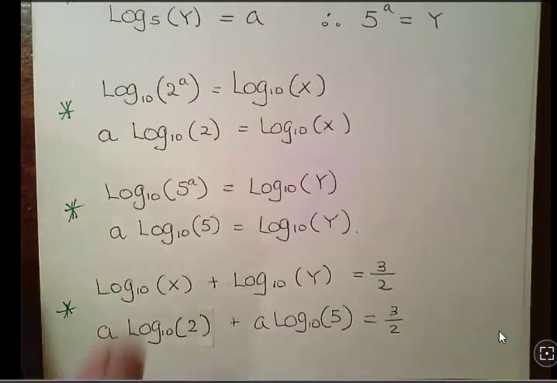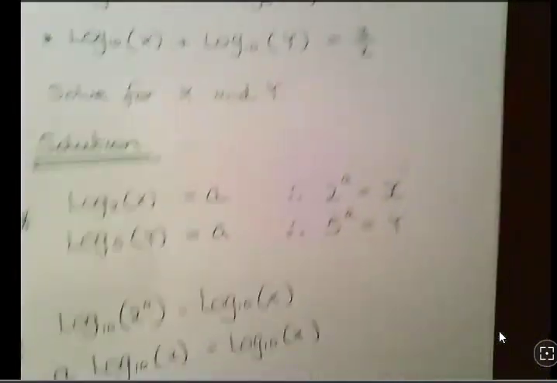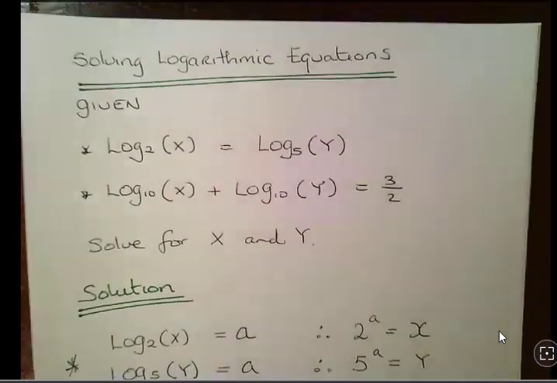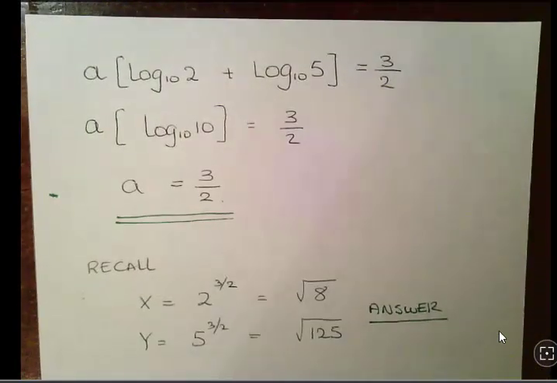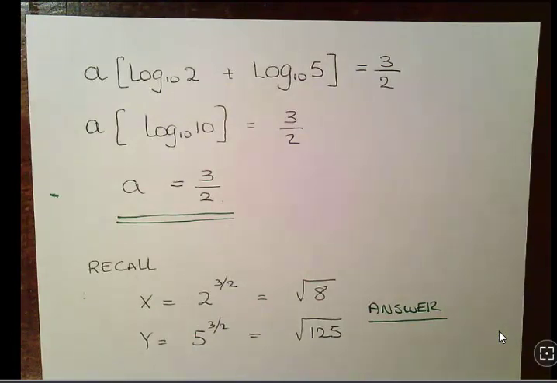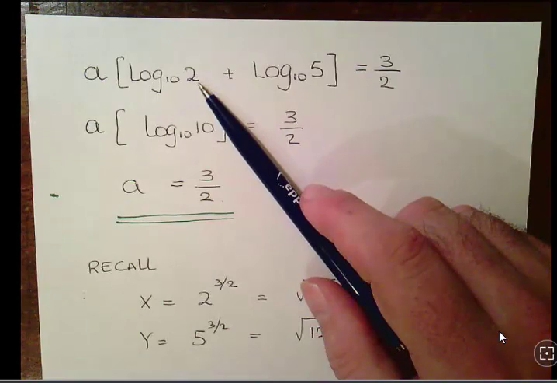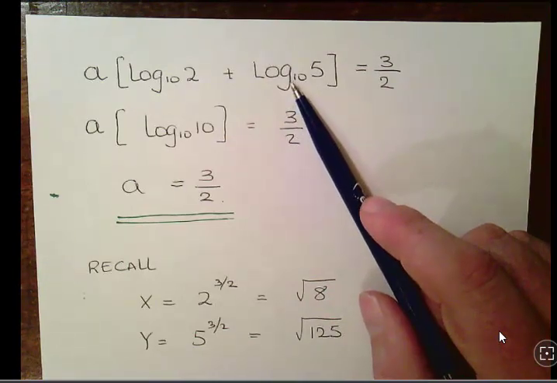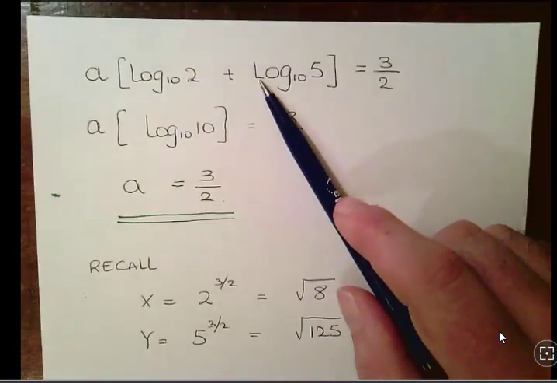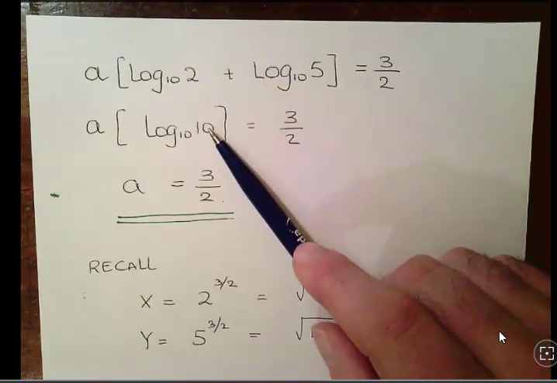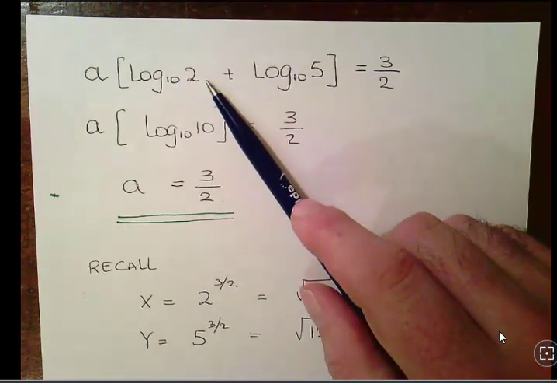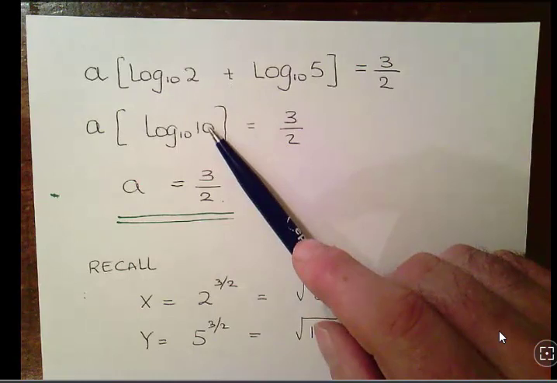I'm just going to move this down to the next page. So that's the last page, and this is where we are. Now I take the a out of the equation. So we have a times the sum of log of 2 to the base 10 plus log of 5 to the base 10. Using the basic rules of logarithms, if we have two logs like that added together, we just multiply the arguments.